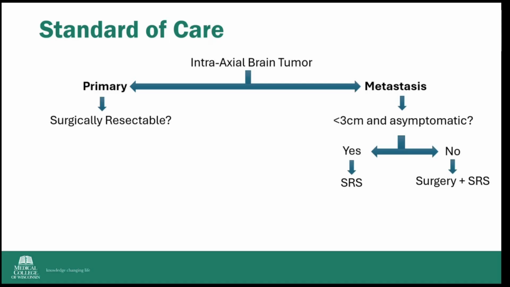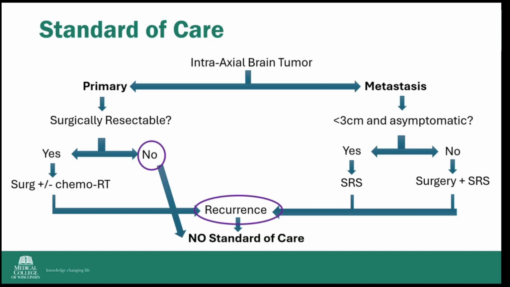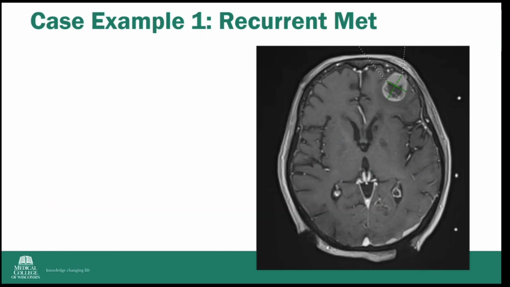For primary brain tumors like glioblastomas, if it's surgically resectable, it gets resected and then followed with radiation and chemotherapy. But eventually, a lot of these things recur. And you have the subgroup of recurrent brain tumors and non-resectable brain tumors. And for these people, there's really no clear standard of care. I've had patients describe this to me as the choose your own adventure part of their cancer journey. So I'll show you an example of a case like this.